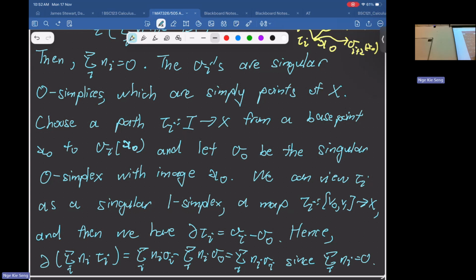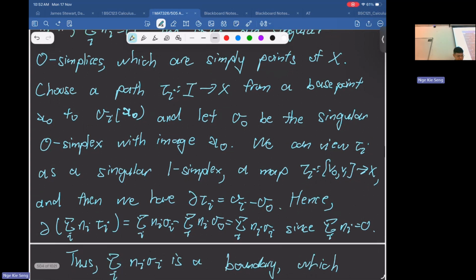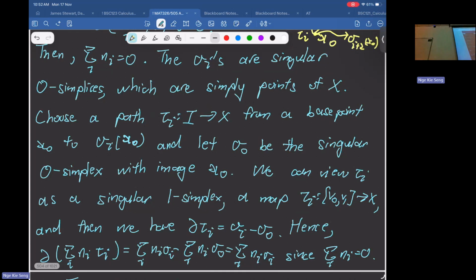But this sum here is 0, because this sum of n_i is a constant multiplying sigma_0. So actually it's sigma_0 multiplied by 0, by factorization. The sum of n_i is 0. So you are just left with the endpoint, and this endpoint is given by the map sigma_i. So this is exactly the kernel term that we started with.